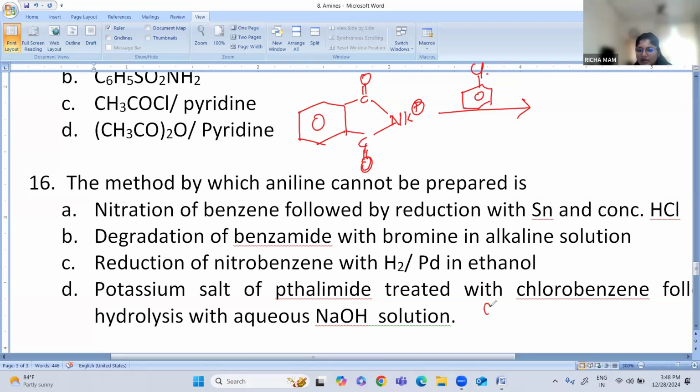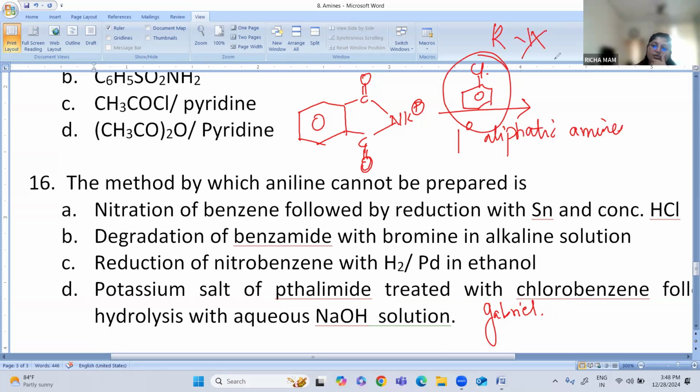Do you know, in Gabriel phthalimide synthesis, can I prepare primary aromatic amines? No, right? From Gabriel phthalimide synthesis, I can prepare only primary aliphatic amines. So I can take only alkyl halides, not aryl halides. If I take alkyl halide, I can prepare primary aliphatic amines. I cannot prepare aromatic amine. Aniline is an aromatic amine.